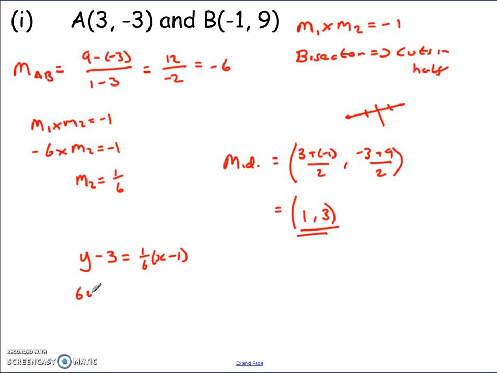So to do that, I start by multiplying out. So I get 6y take away 18 equals x minus 1. And from that, I can say 6y minus x minus 17 equals 0. That there is the form of the equation of my straight line, my perpendicular bisector of these 2 points.